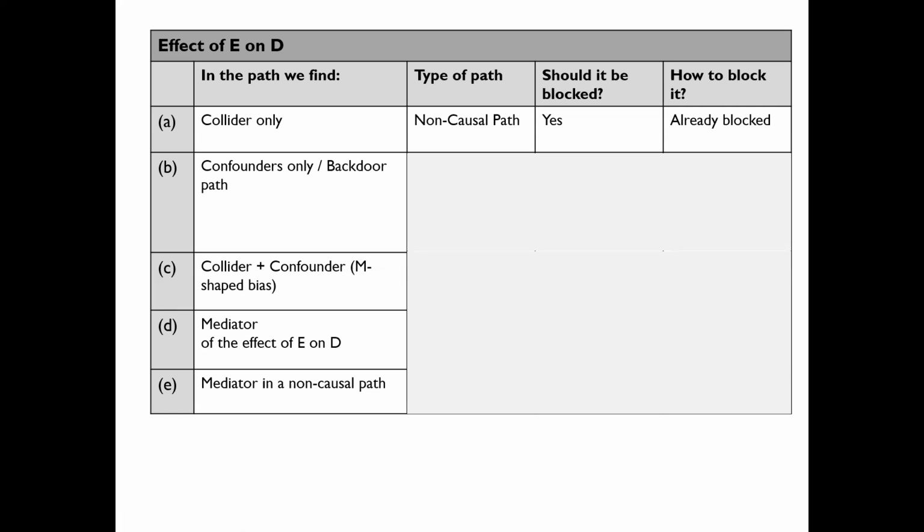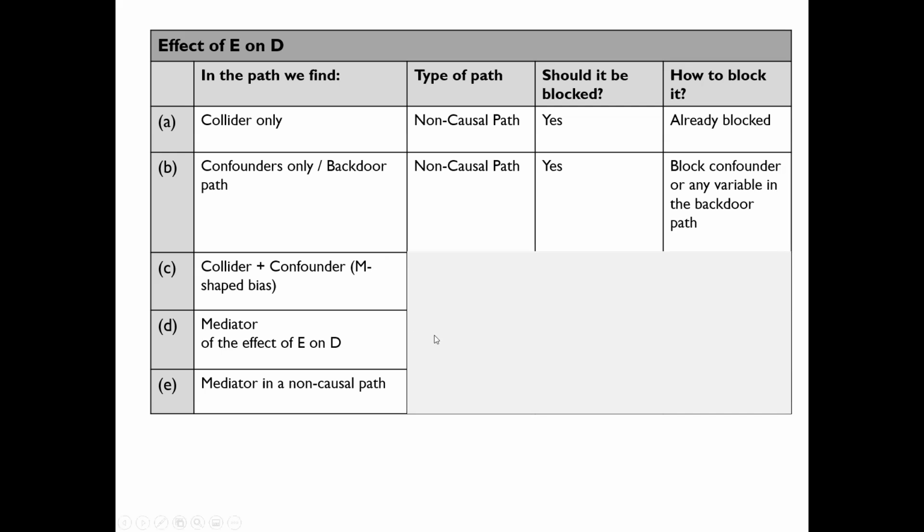Perfect. Now if you have a path with a confounder, what we call the backdoor path, which means that the arrow points to the exposure, is it a causal or non-causal path? Also non-causal. Should it be blocked? Yes. And how can we block it? We have to adjust for the confounder, or any variable on the backdoor path. Yes, we all agree on this.